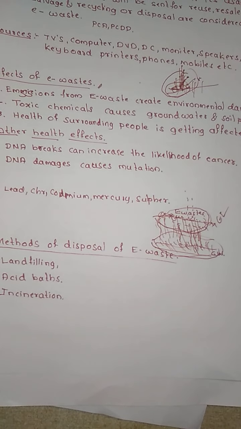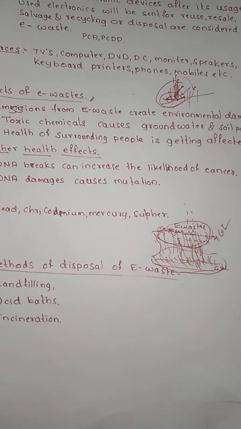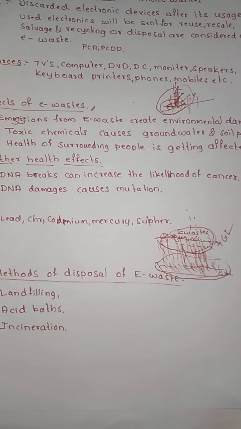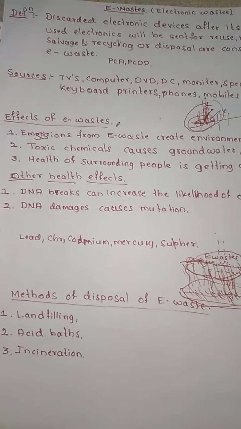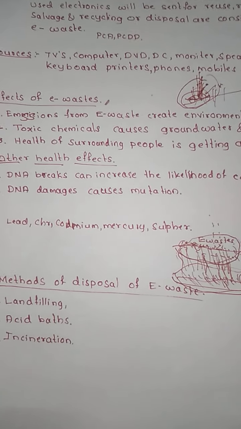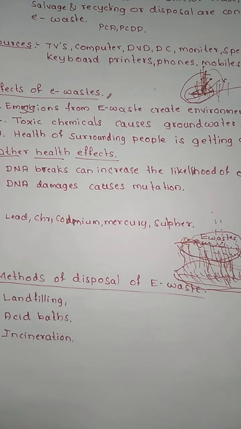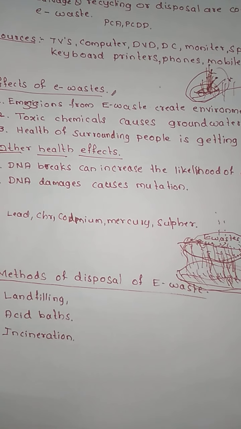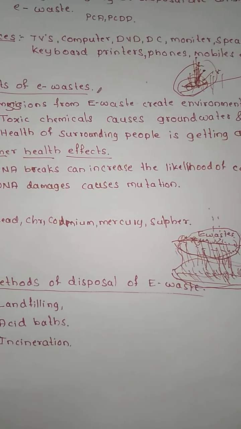Then all your wires. It doesn't mean that only electronic instruments are e-waste; your electrical wires will also be considered e-waste. And your motherboards, all these will be considered e-waste. Now we will see how the effects of e-waste will be on the human body.